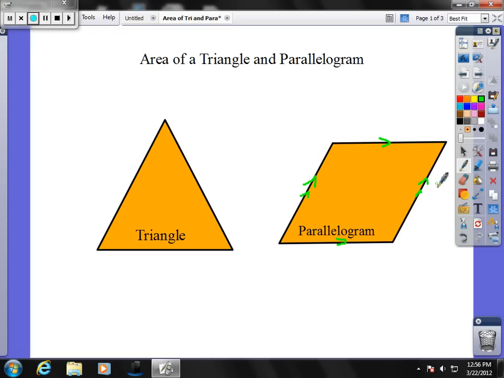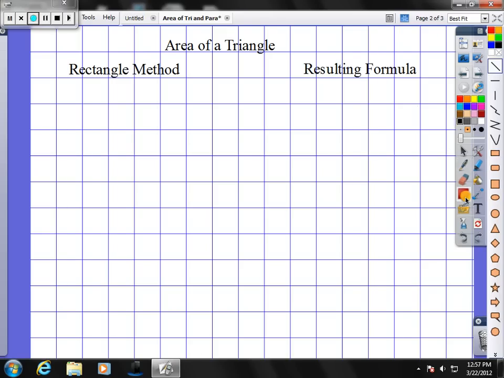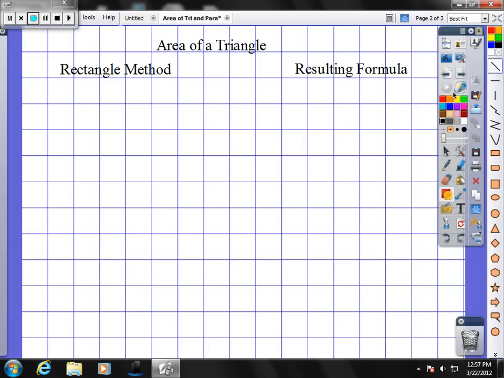As we move into today's lesson, you are going to want to take some notes. You're probably going to want to be drawing lots and lots of pictures so that we can get things through. So we have two areas to calculate. We're going to focus on the area of a triangle first. We have two ways to calculate the area of a triangle. So first, let's make a triangle.